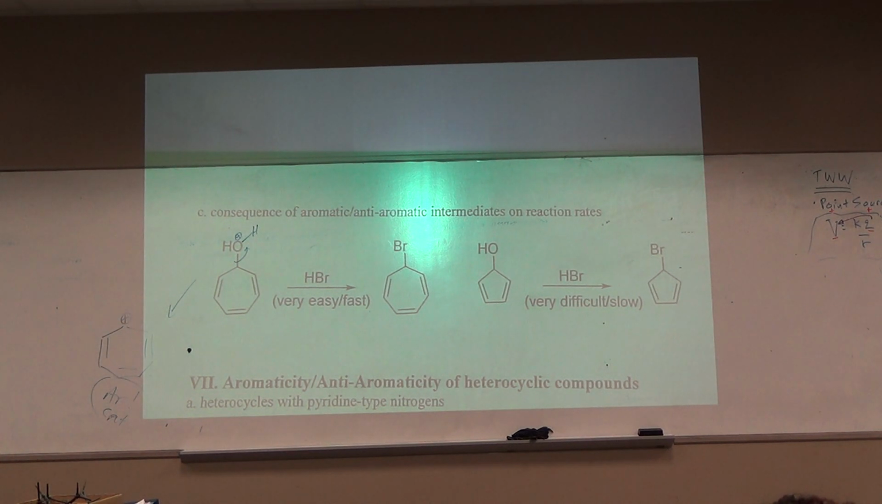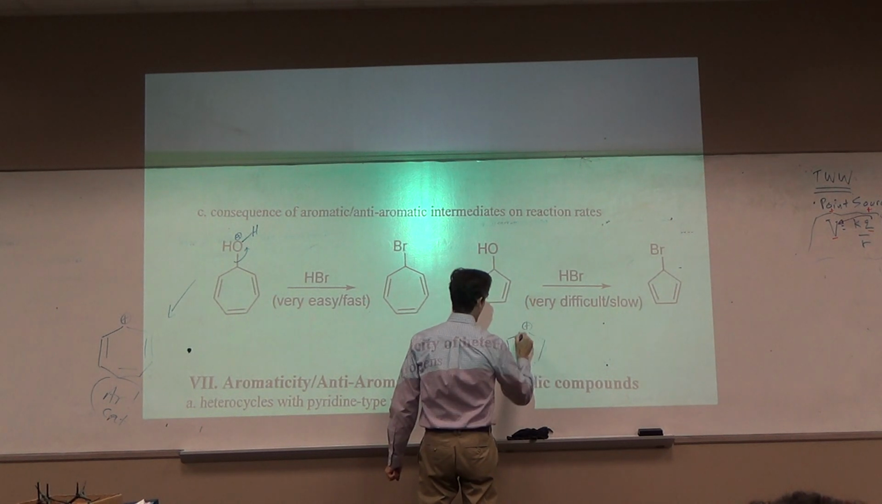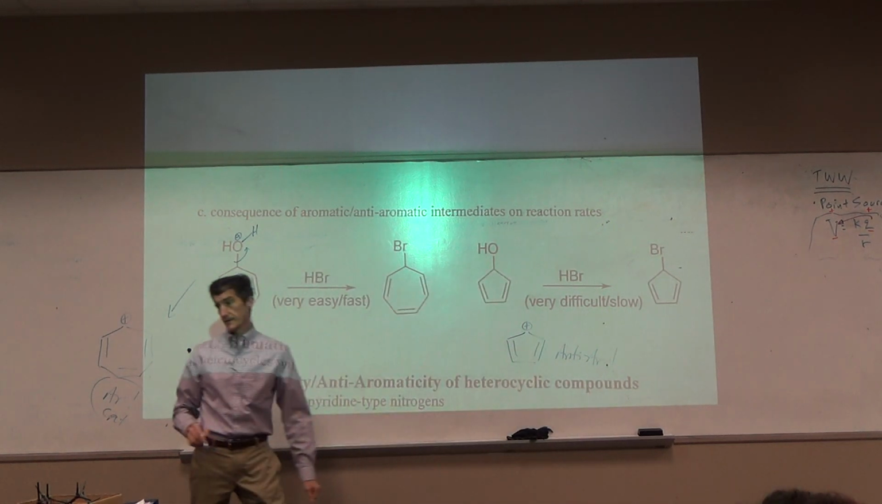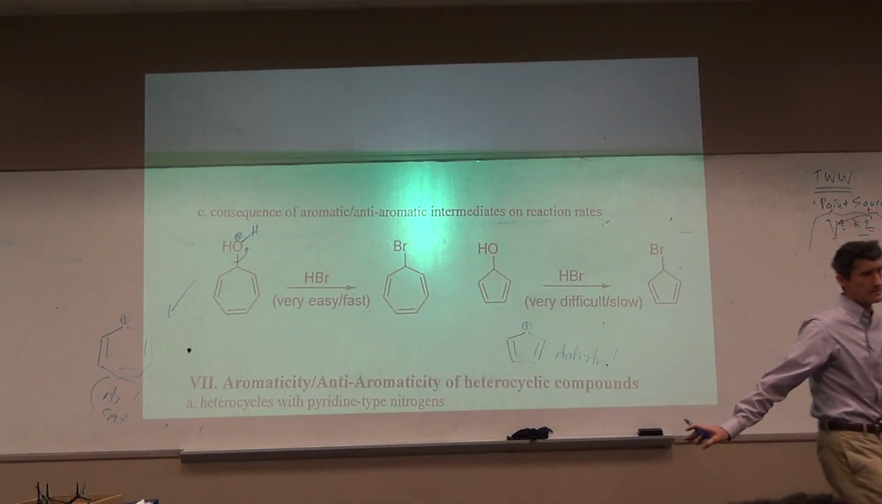On the other hand, the reaction on the right is very difficult and almost impossible. It looks like they'd be the same. But over here, what are we forming here? Anti-aromatic carbocation intermediate. Anti-aromatic carbocation. Not going to be easy to form. Reaction is not going to want to proceed. Consequences of aromaticity or anti-aromaticity. Does this make sense?